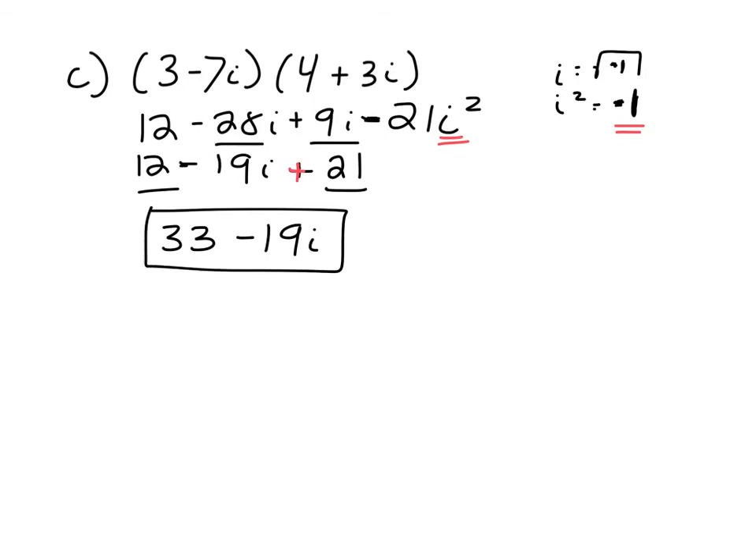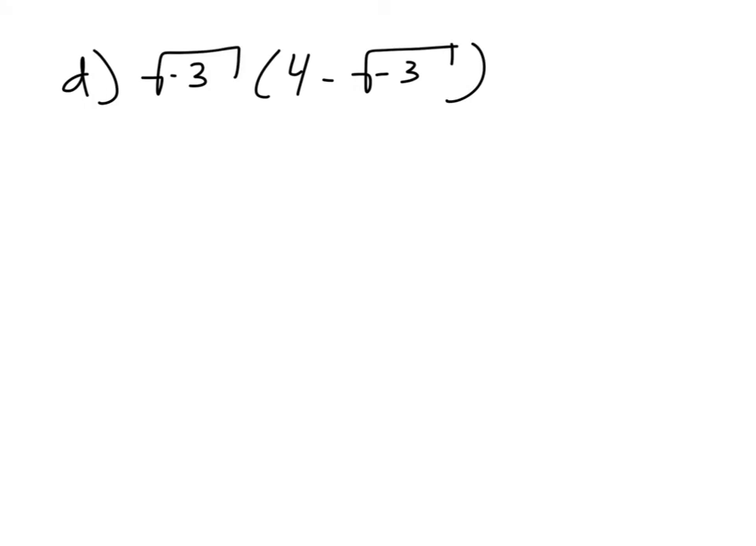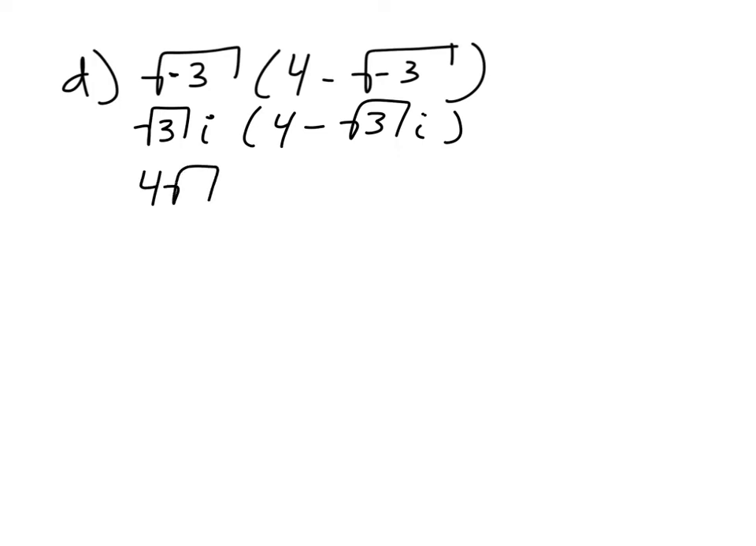Let's do another example. The first thing I'm going to do is change this from being the square root of negative 3 to being the square root of 3 times i, because that's the square root of 3 times the square root of negative 1. Then 4 minus, again, the square root of 3 times i. Now let's distribute. So I'll end up having 4 times the square root of 3 times i minus the square root of 3 times i times the square root of 3 times i.